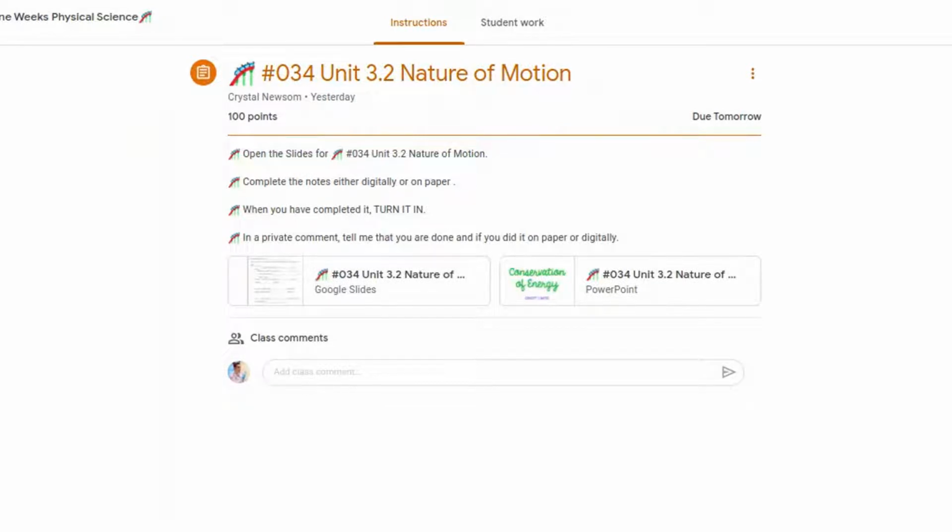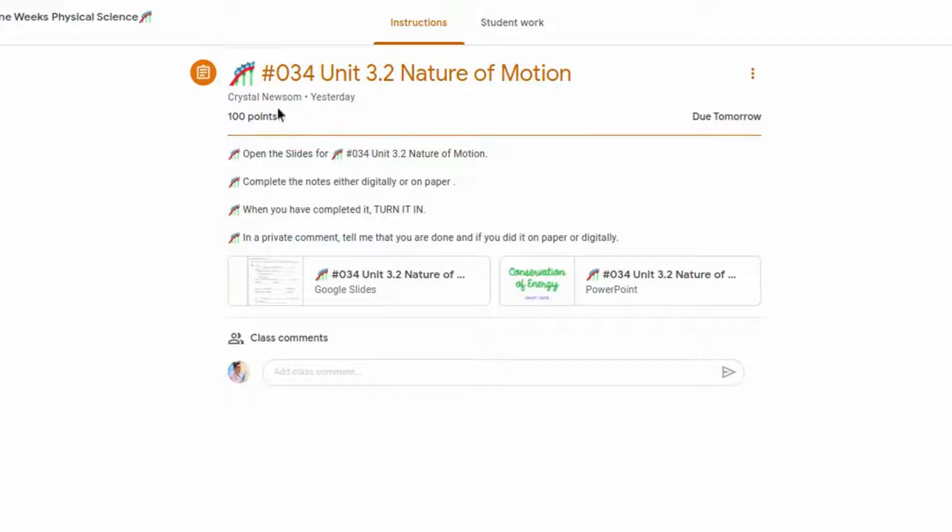Today, we're taking a look at number 34, which is Unit 3.2 with the nature of motion. We have already started this unit off with a bang with starting to talk about our pendulums and our carnival rides, and we are going to be diving back into that this week as well. But let's take a look at what you are expected to do on this assignment.